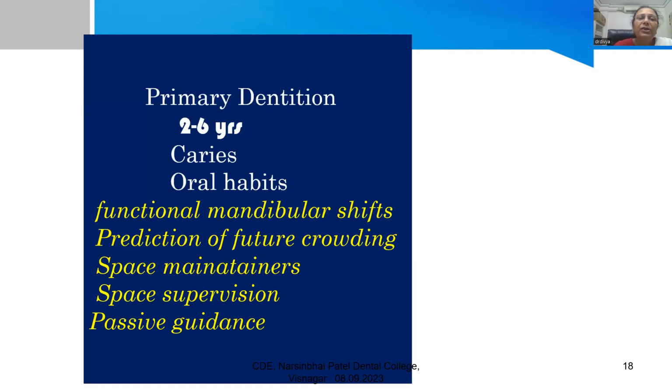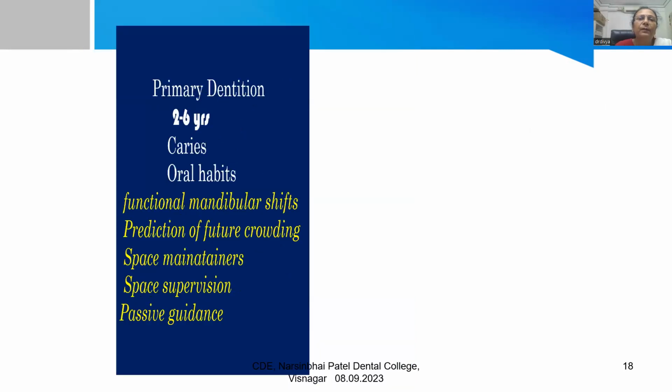So the primary dentition lasts from 2 to 6 years. Only caries or some oral habits are there, and whatever effects are there, they are reversible. But functional mandibular shift may happen. Prediction of future crowding we do, space maintenance, space supervision, and passive guidance we do give.